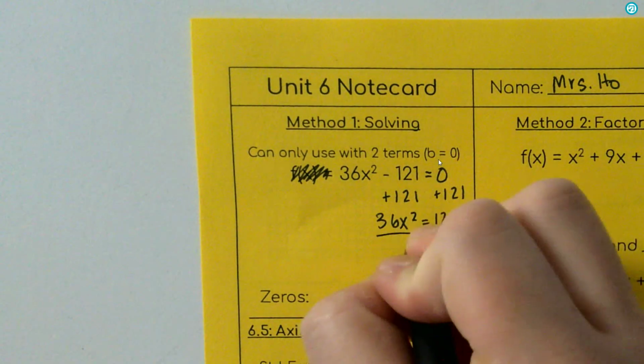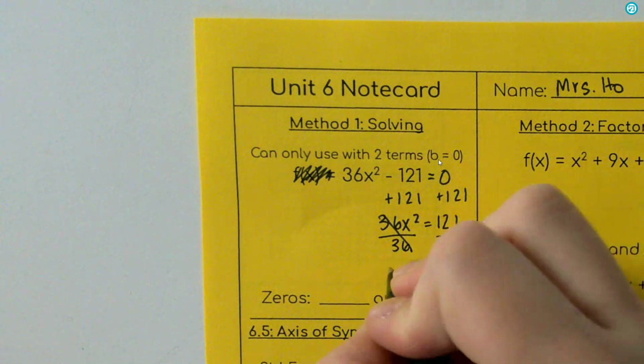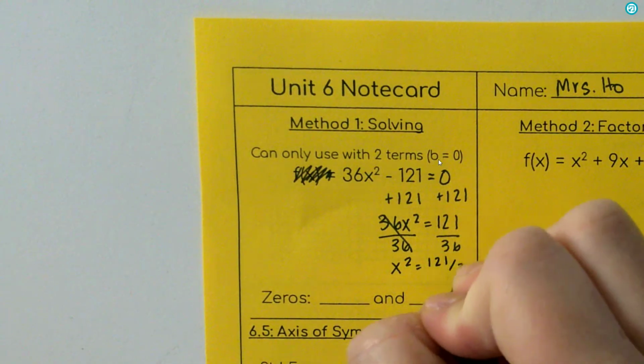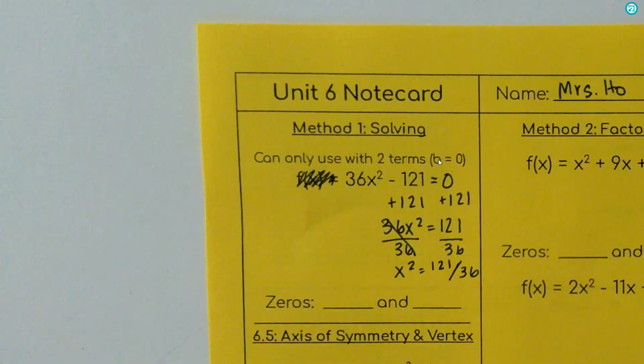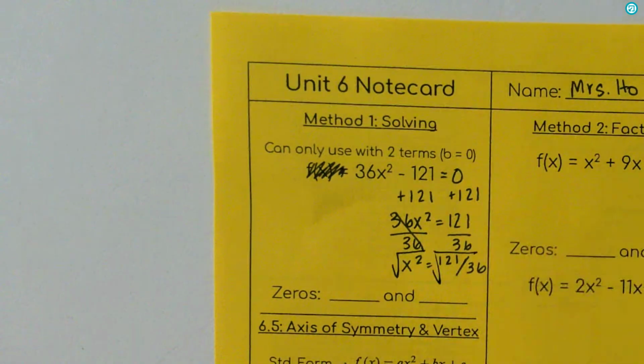We can divide by 36. And we will get x squared equals 121 over 36. And then to get rid of that square, we will take the square root of both sides of the equation. So we will square root x squared, and we'll square root all of this. When we do that square root of 121 over 36, we want to do them separately. What's the square root of 121? Okay, and what's the square root of 36? It's 6.